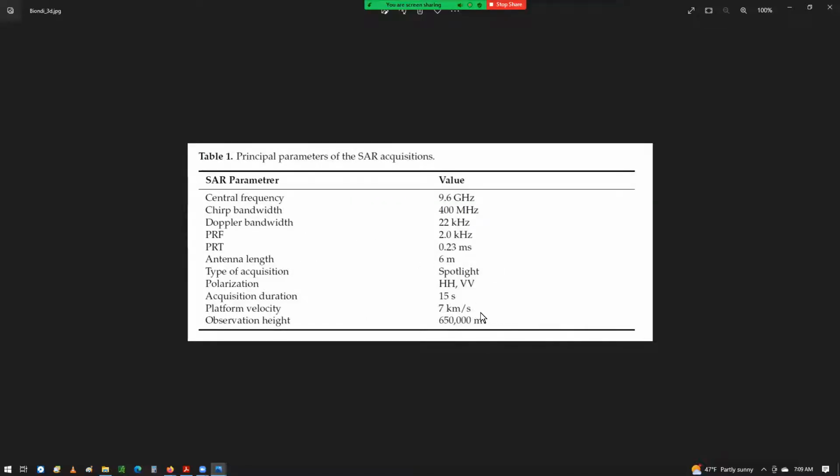This is not that important for the presentation, but for completeness, I just wanted to show you. So the data were acquired at 650 kilometers, which is about 400 miles. The satellite is moving at 7 kilometers per second. So it takes just about 100 minutes for the satellite to go around Earth one time.